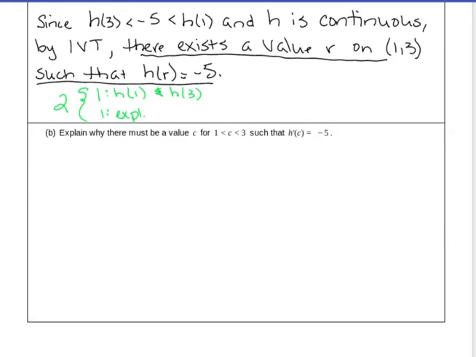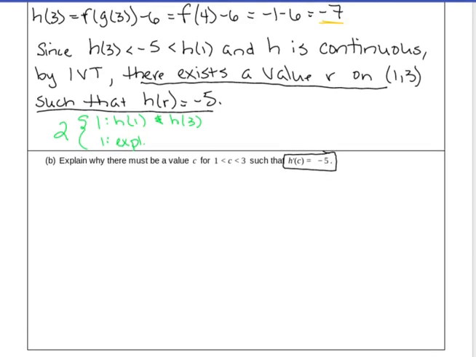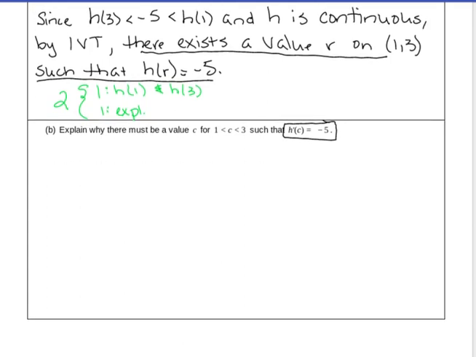All right, part B here says explain why there must be a value c on the interval 1 to 3 such that h prime of c is equal to negative 5. So you'll notice the big difference between parts A and B here is that now in part B we're looking at the derivative, which means we're no longer looking at intermediate value theorem. Now we're looking at the mean value theorem, because we're trying to guarantee a specific derivative on the interval.